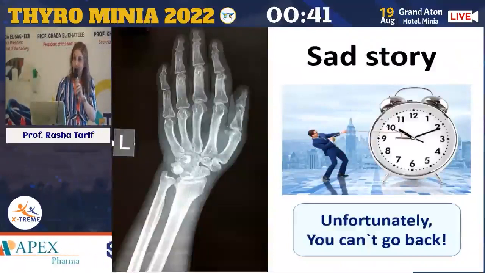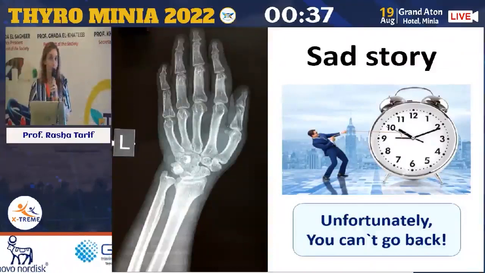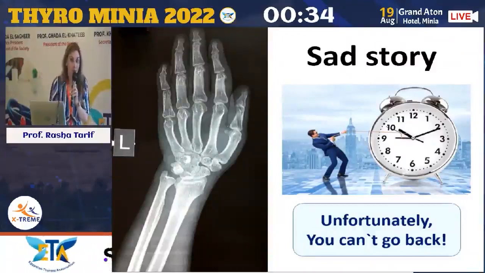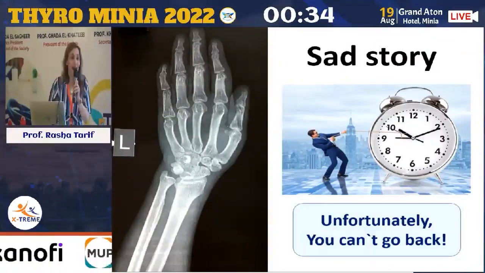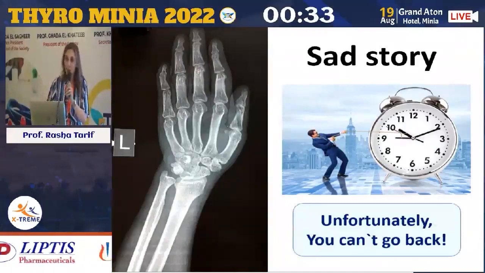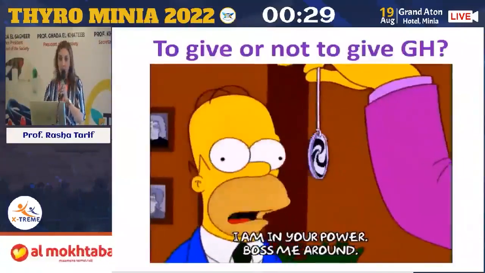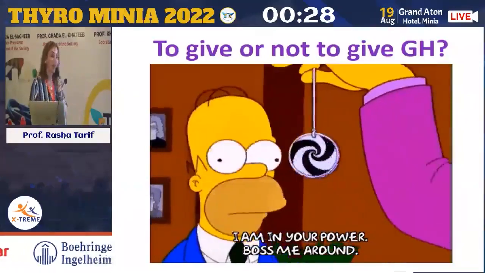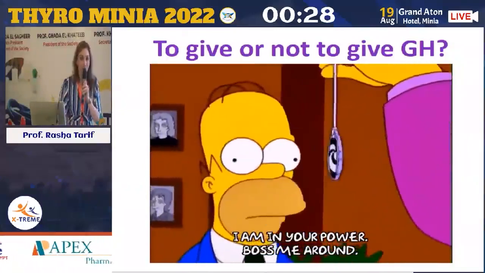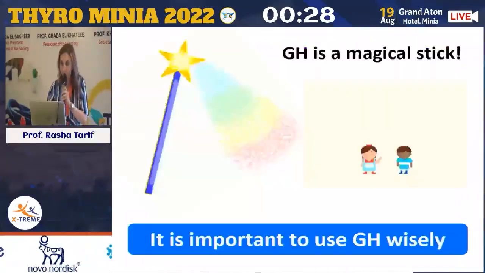An adolescent comes to me with short stature, and when we do the bone age, I say, I'm very sorry, there is complete epiphyseal closure. I couldn't interfere. And unfortunately, we cannot go back in time. So starting early is very important, and choosing the correct type of growth hormone is very important. I hope I was able to answer this really challenging question when dealing with a short child, to give or not to give growth hormone.